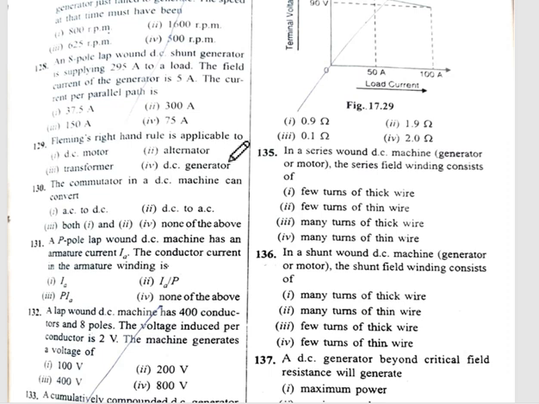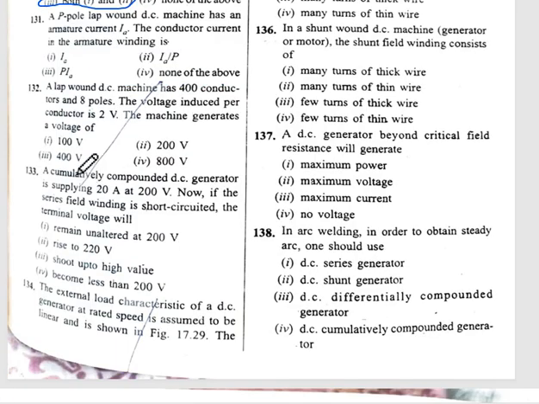Fleming's right hand rule is applicable to DC generators. Fleming's left hand rule is applicable to DC motors. Commutator in DC machines can convert AC to DC, DC to AC, or both 1 and 2. A cumulatively compounded DC generator is supplying 20 ampere at 200 volt. If the series field winding is short circuited, the terminal voltage will become less than 200 volt.